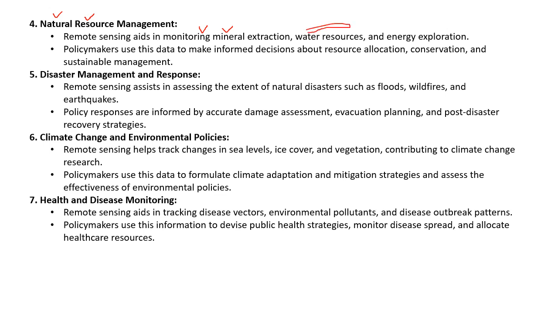It will take you less than a minute. Within seconds you can calculate how much area the water is spread over. You can detect the river water flow also, and you can do geomorphometric study of the rivers with the help of remote sensing data. So all this information policymakers can use, and they make informed decisions for resource allocation, for conservation and sustainable management. So this was about natural resource management.